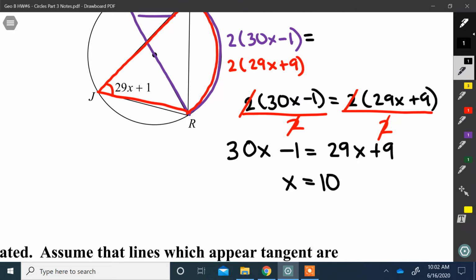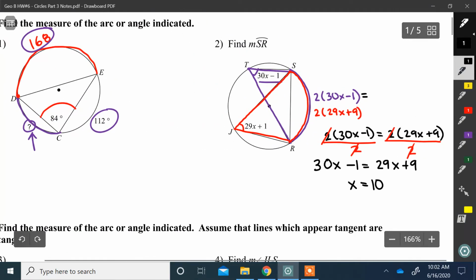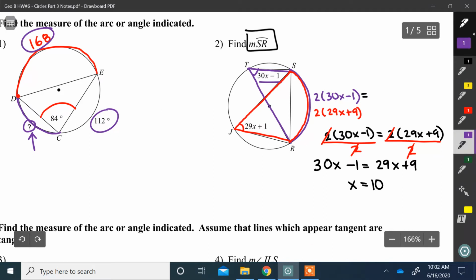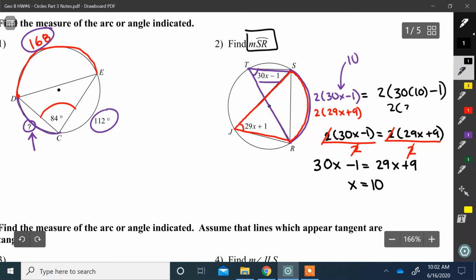Okay? But of course, you have to be extra careful with this because they're asking you to find the measurement of SR. If you just say that the answer is 10, then you're going to get it wrong. Okay? What is SR? Well, SR is either one of those. We already know if I plug in a 10 in there, or on the other one, it doesn't really matter, you're going to get the same answer. You're going to get 2 times 30 times 10 minus 1. 30 times 10 is 300.